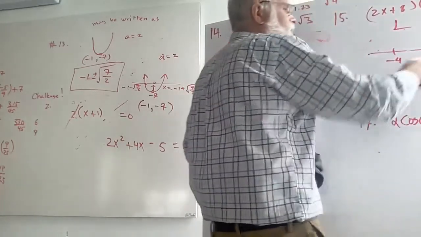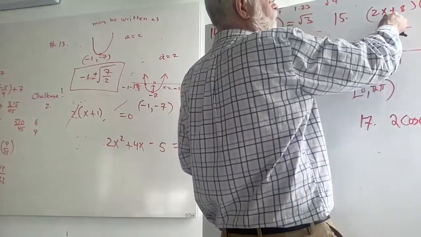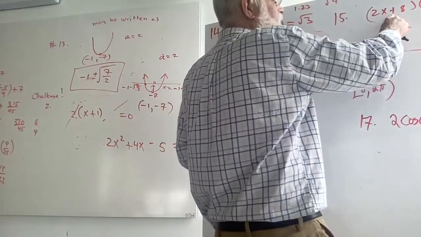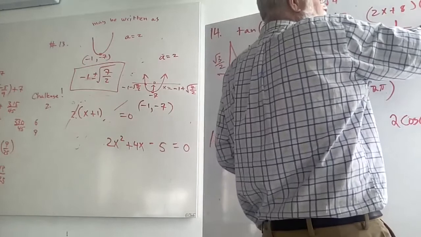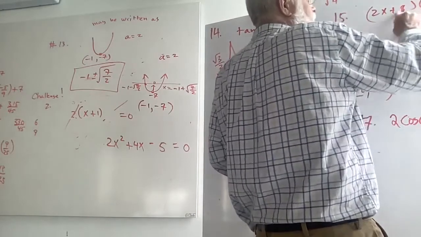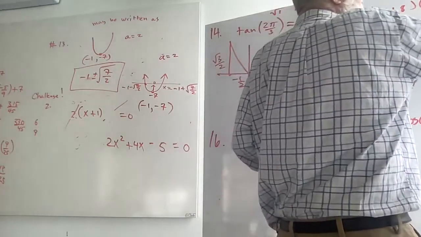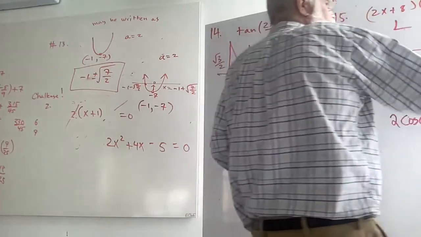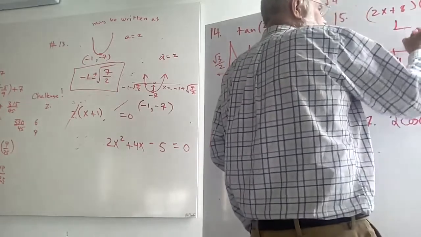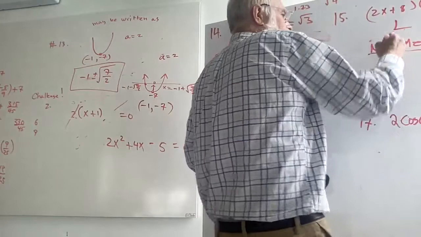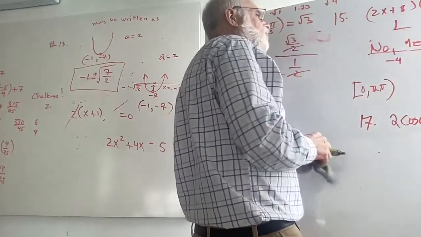If I put a number bigger than 5 in here, 1,000,000, I'm going to get a big positive number. 1,000,000 in here for x, that's a big positive number. A positive times a positive is not less than 0. So no. So I know this is yes, and I know this is no. I'll tell you how I know that another time.